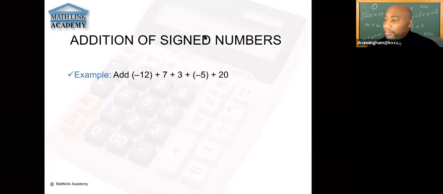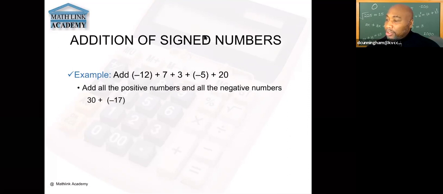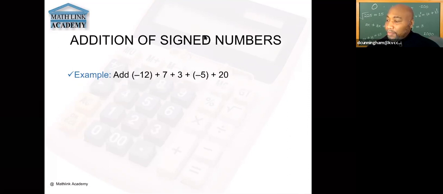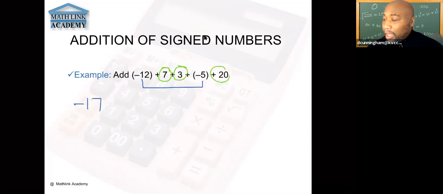So let's look up here. I know it's showing on our PowerPoint, but I want to show you here. I want to add the negative 12 and the negative 5 together. Those are the same signs, so we just add that. That will give us a negative 17. Then I'm going to add the 7, the 3, and the 20. They all had the same sign. And in that case, I believe that gives us 30.